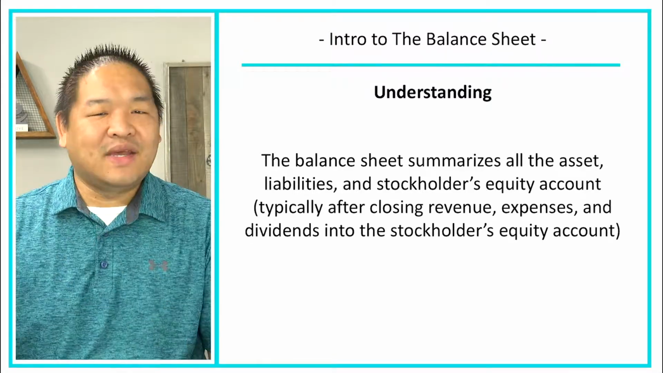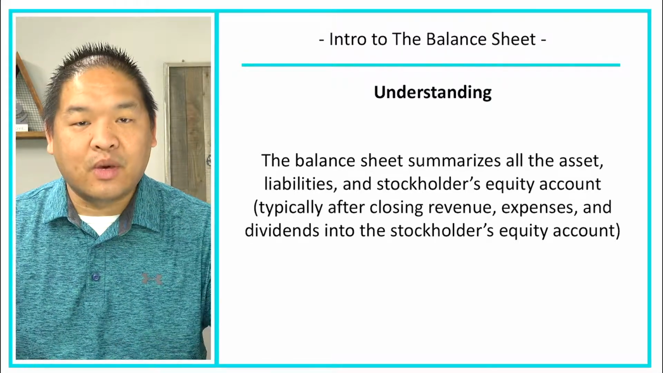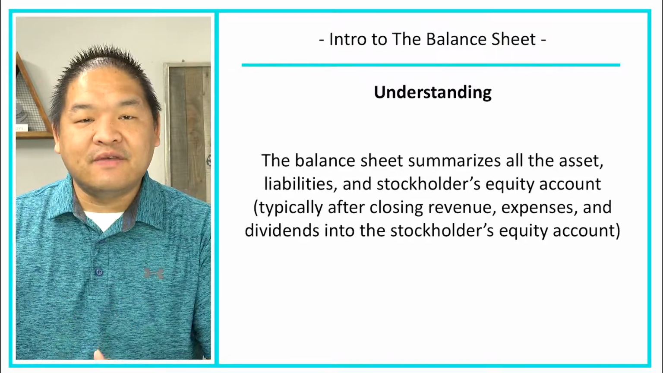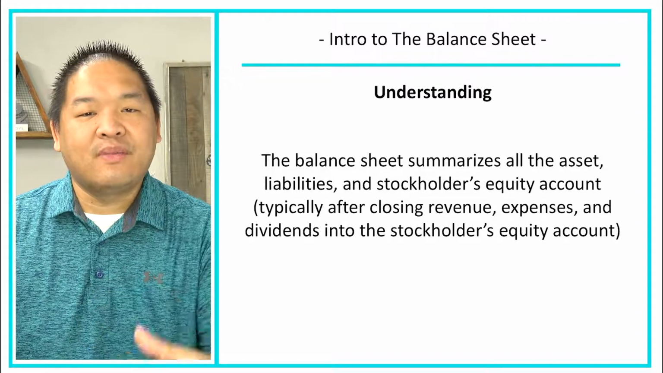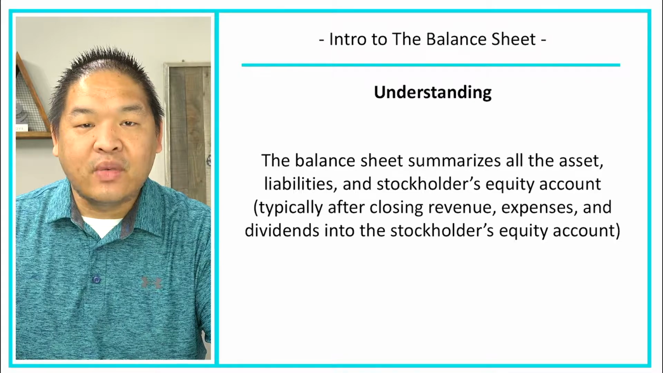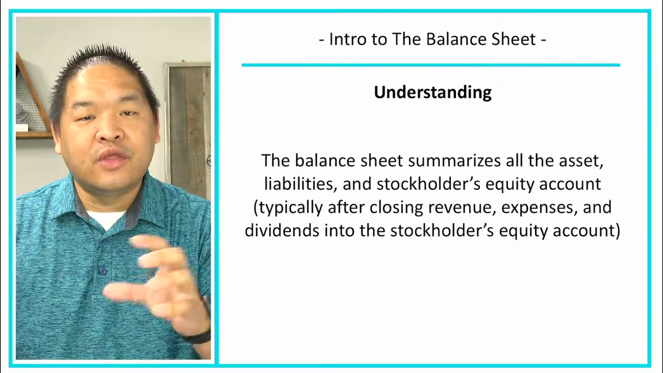And so that doesn't make sense, right? So we zero out the scoreboard at the end of every game. And so these revenues, expenses, and dividends are kind of like scoreboards. We zero them out at the end of every fiscal year or calendar year, so that we can start fresh and new with those accounts.